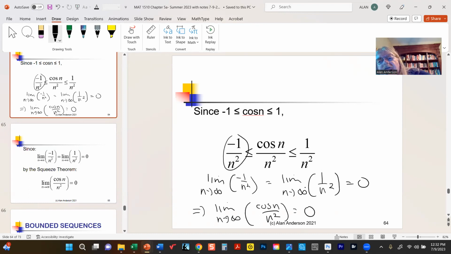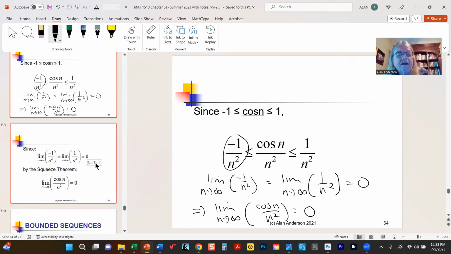So in other words, we're able to find two simple sequences that bound the one we were looking for. And we were able to show that thanks to the squeeze theorem, we don't need to deal with cosine n over n squared. Instead, we can simply show that it must be 0 because that is the limit of negative 1 over n squared and 1 over n squared, which are guaranteed to bound this function.